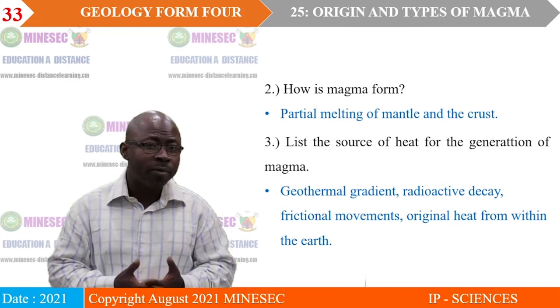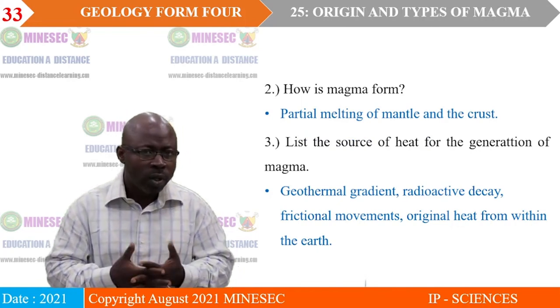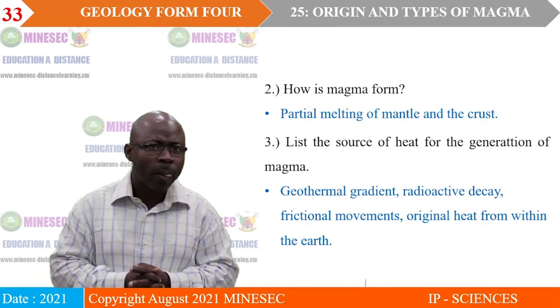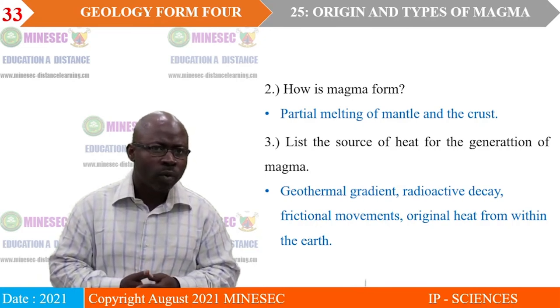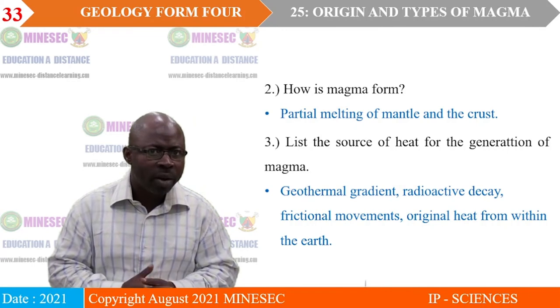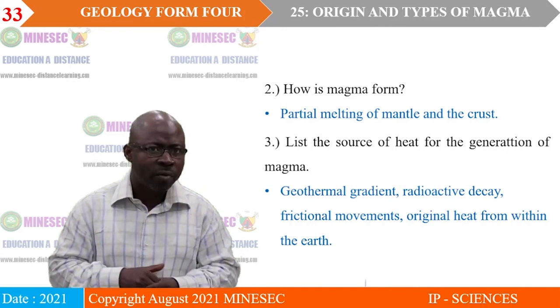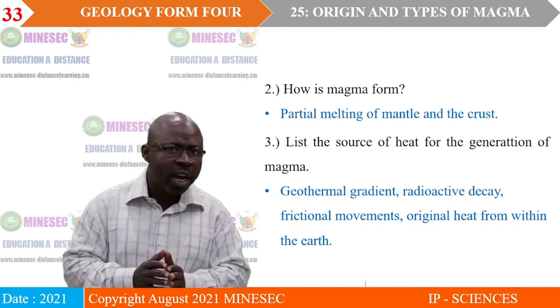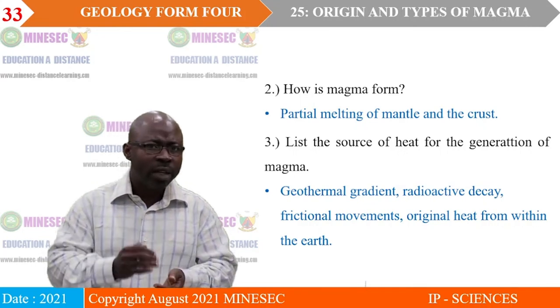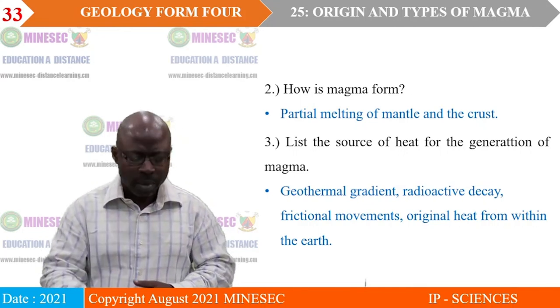How is magma formed? We saw in the course of this lesson that magma is formed from the partial melting of the mantle and the crust. The sources of heat for the generation of magma are the geothermal gradient, radioactive decay, frictional movement, and original heat from within the earth.